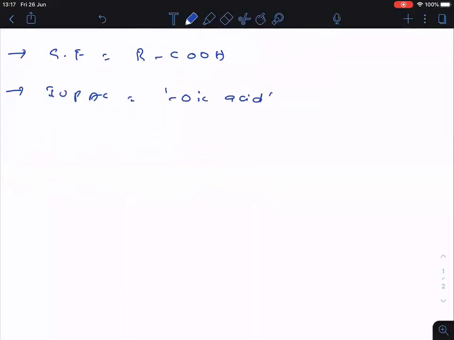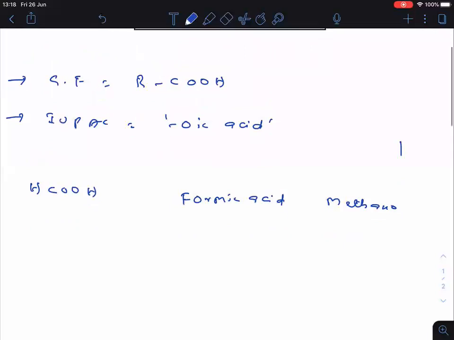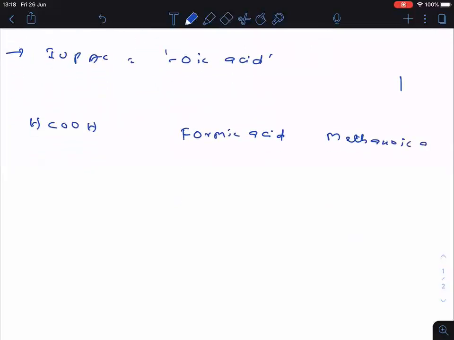Now, let us take some compounds to explain the common name and IUPAC name. For example, let me take HCOOH. What is its common name? Formic acid. Common name is formic acid, and IUPAC name, since only one carbon is there, it is methanoic acid.